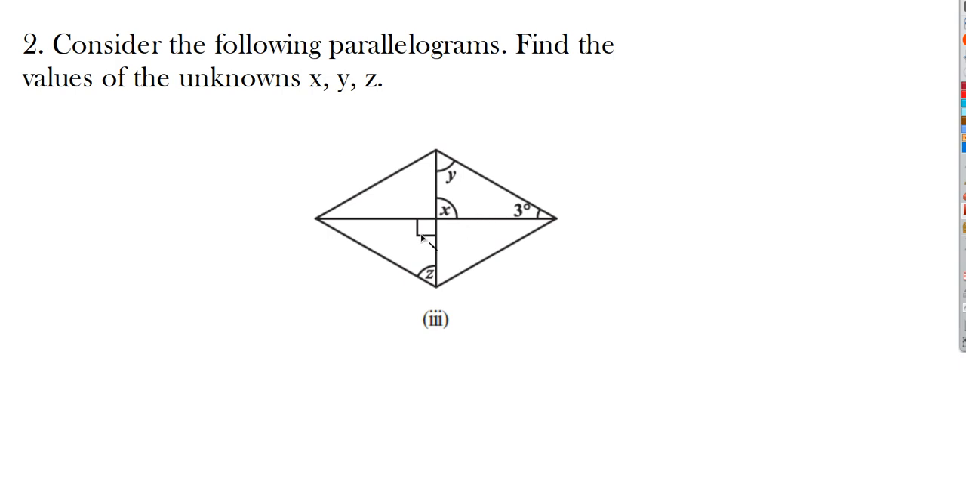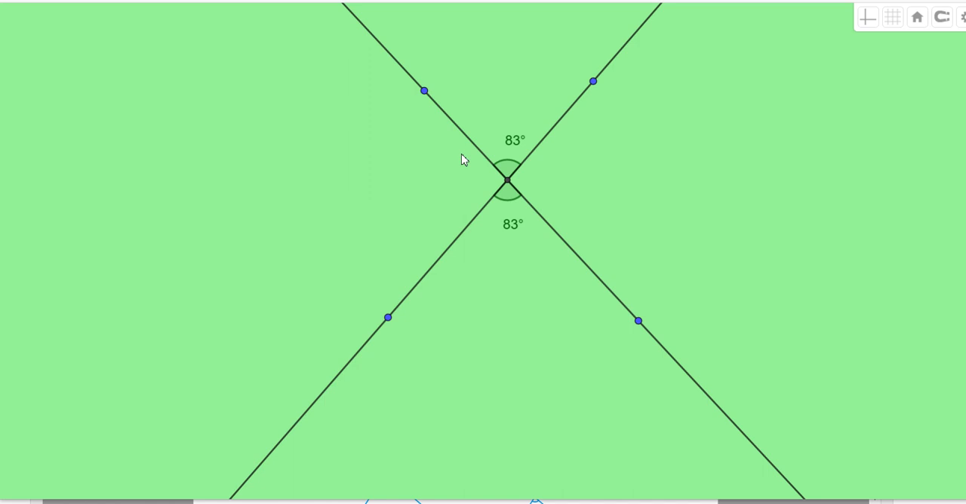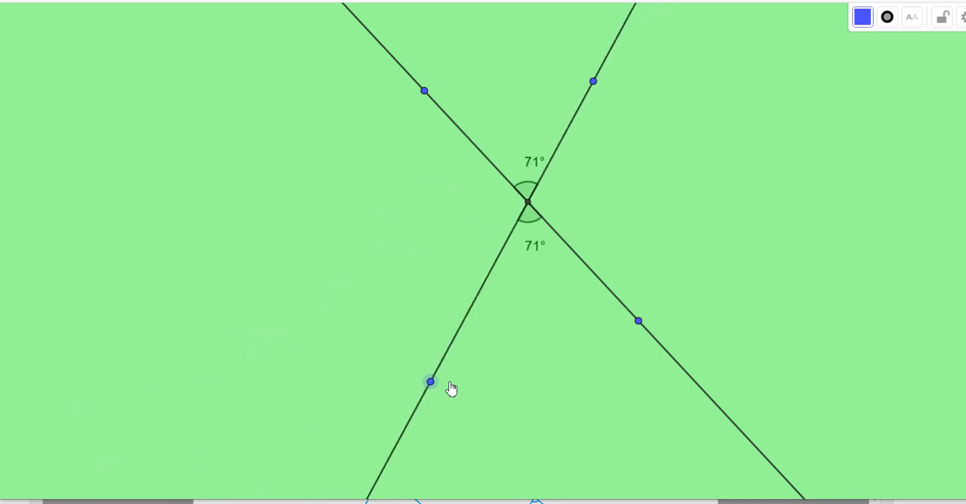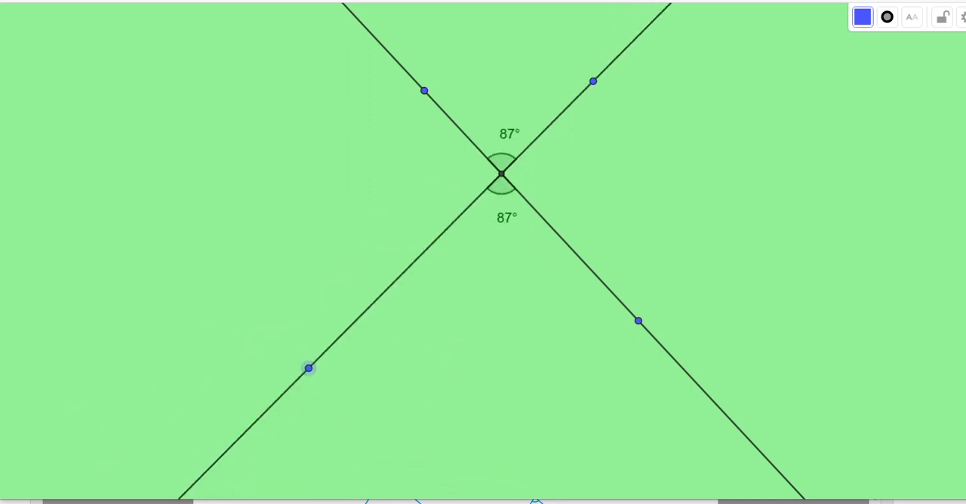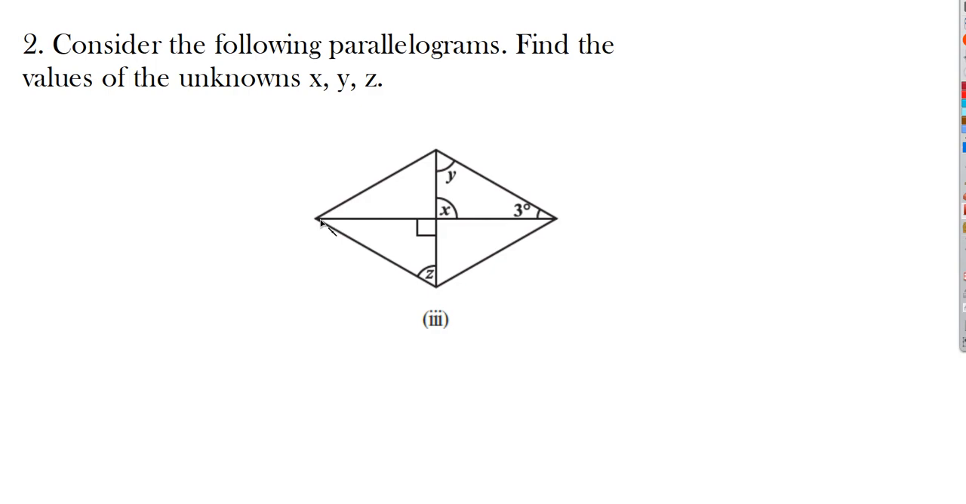Here, when two lines intersect each other, you know these two angles will be always equal. These two angles we can call vertically opposite angles. Here you can see these two diagonals, when intersecting there is a vertically opposite angle. So this angle and this angle will be equal, and this represents angle 90 degree. Therefore angle X is equal to 90 degree.